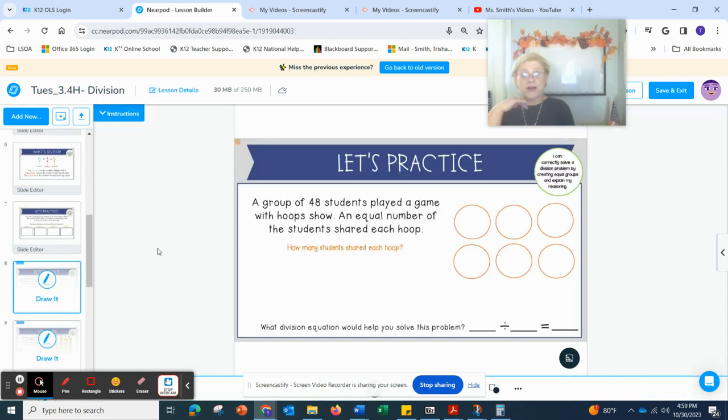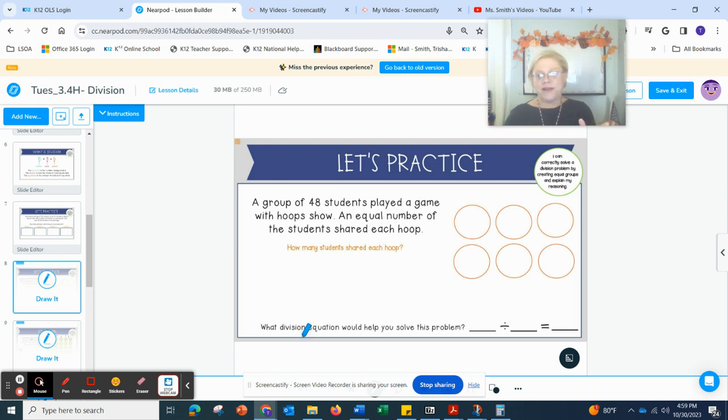All right, so let's look at the next problem. And now you have it on Draw It Yourself, so you can work through this with me. A group of 48 students played a game with hoops. An equal number of students shared each hoop. So we're going to have to break something up.